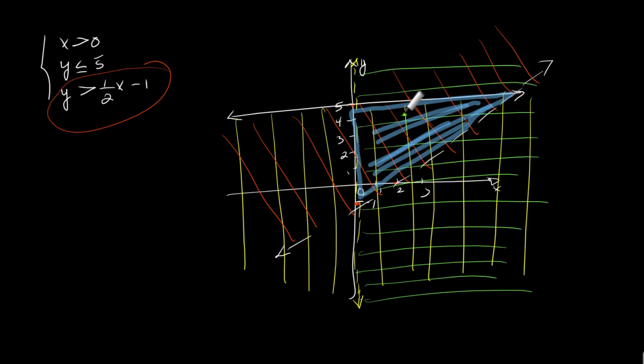Now let's take a look at inequalities in standard form. We have x plus 2y is greater than 4, and 2x minus 3y is less than or equal to 9. Instead of using test points, let's rewrite each inequality in slope-intercept form.